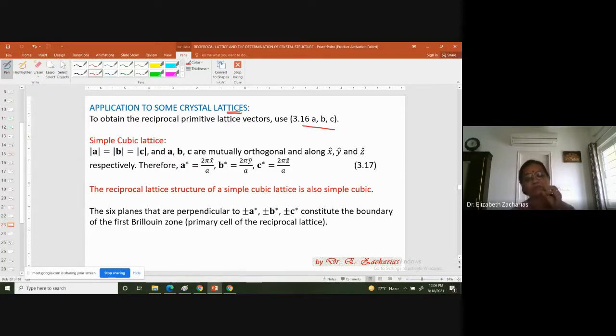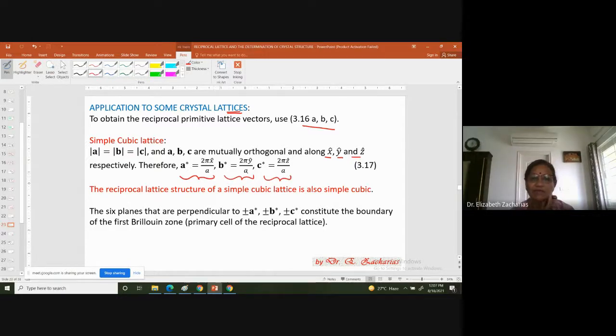Simple cubic lattice is the simplest of structures. A, B, C are mutually perpendicular and equal to each other, and they will lie along the X, Y, Z directions. If you apply those equations, you will get A star as 2 pi by A x cap, B star as 2 pi by A y cap, and C star as 2 pi by A z cap. You can actually do it and see.